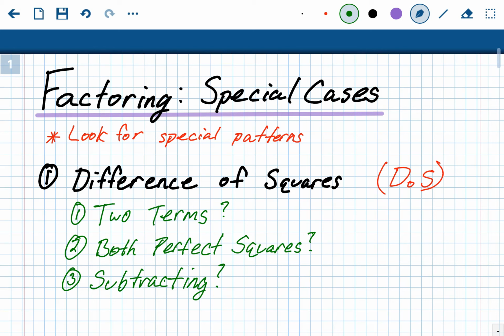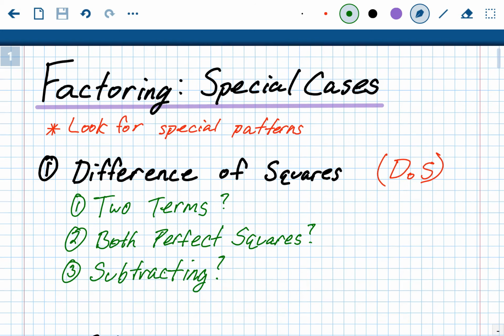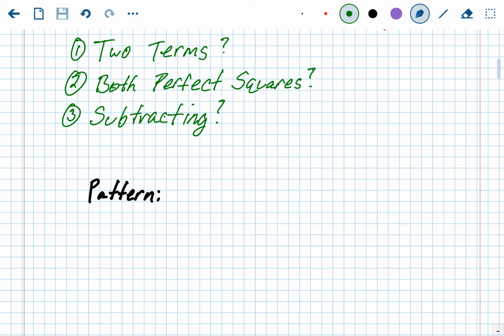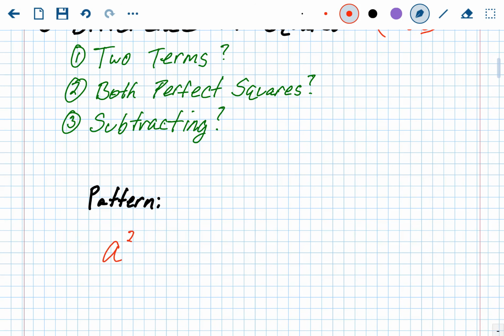Right now the only thing we know for two terms is you look for a GCF. So if there's two terms, always look for a GCF, but then also see if it is a difference of squares pattern. So are there two terms? Are they both perfect squares? Are you subtracting them? If you answer yes to all three of these, then you could use the difference of squares pattern. And the pattern is a squared minus b squared.